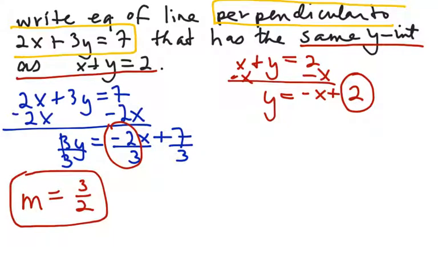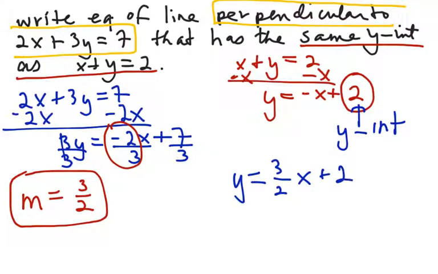So now I'm ready to write my line because I know my y-intercept. I know my y-intercept here is 2, and I know my slope is 3 over 2. So my line is y equals 3 over 2 x plus 2.